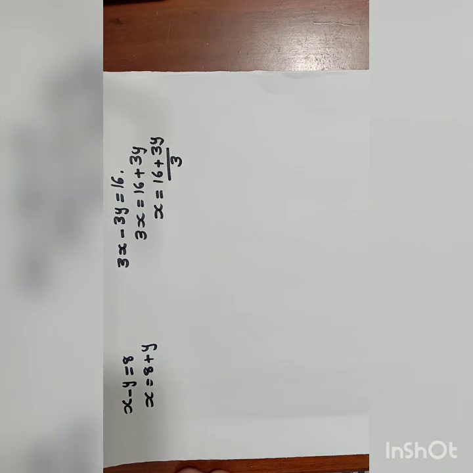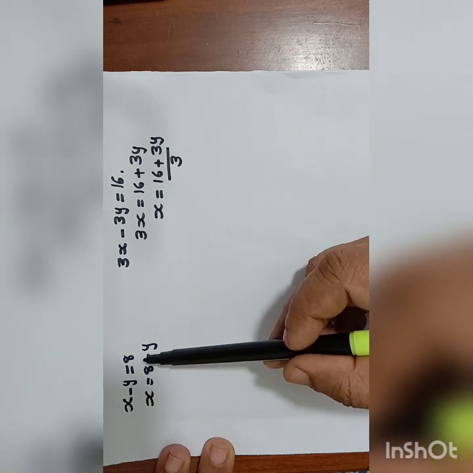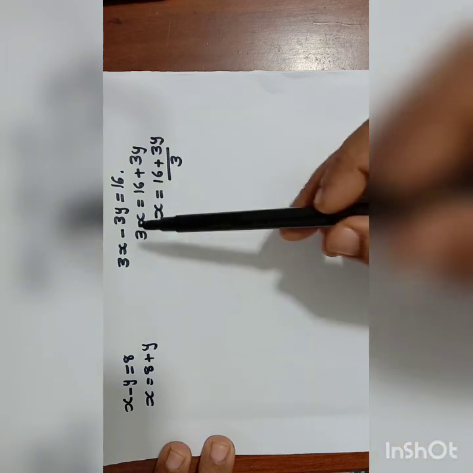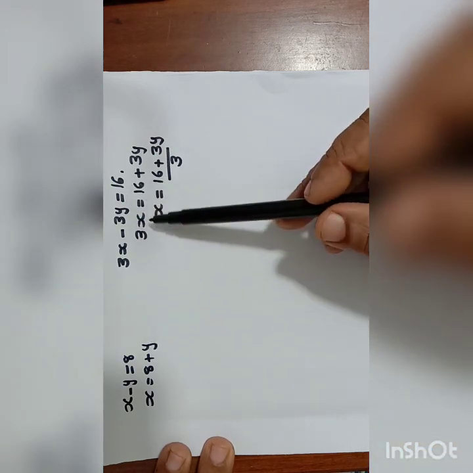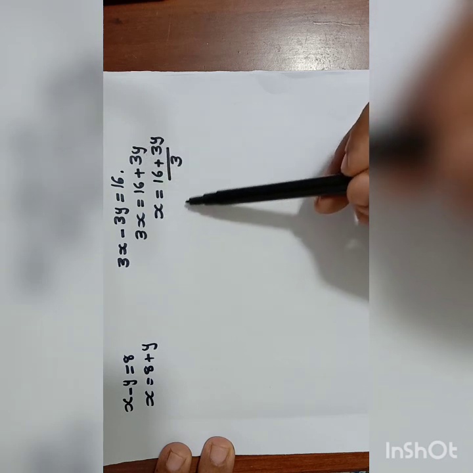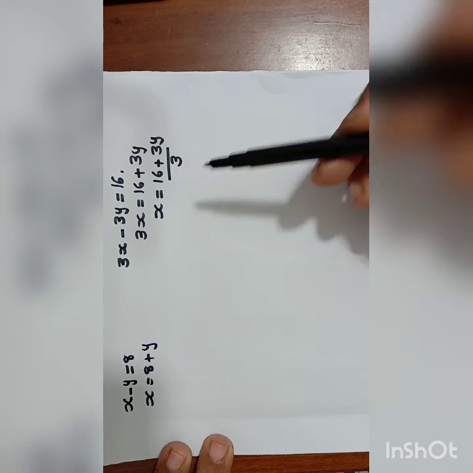We have seen intersecting lines, also coincident lines. Now we can see how we will be getting parallel lines using these two equations. Look at this, x minus y is equal to 8. Therefore, we can rewrite it as x is equal to 8 plus y. 3x minus 3y equal to 16 can be written as 3x equal to 16 plus 3y. Therefore, into 3 becomes divided by 3. x is equal to 16 plus 3y, divided by 3.